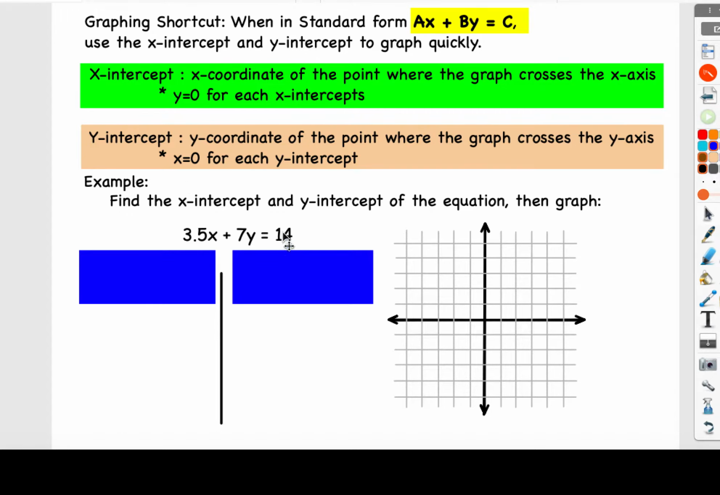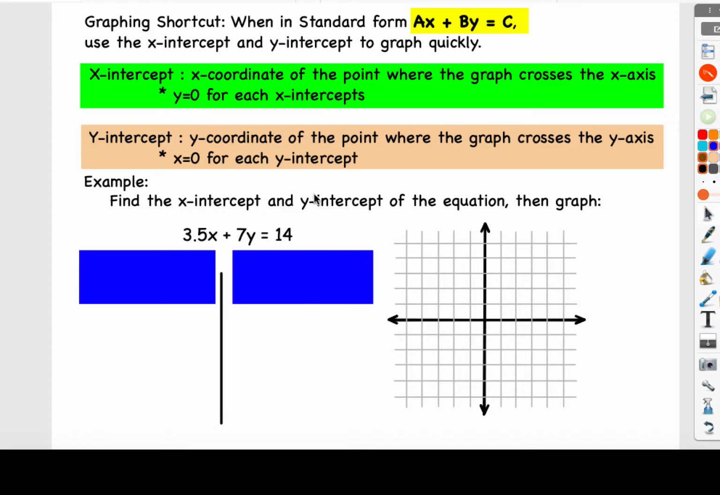If you have an equation such as the one right here, 3.5x plus 7y equals 14, again, we first have to solve for y, and then we have to make that table, pick some values for x, plug them in. It seems like there's a lot of work going on there. And again, we don't really know a good number of points that we should have.